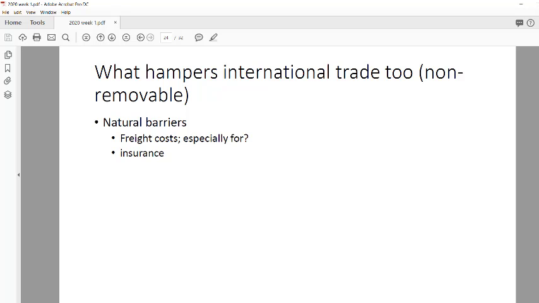And then the other idea is that what you're shipping around could be very expensive, and the insurance to cover these goods moving from your country to the other country that you're exporting to might be too expensive. So these are some of the natural barriers that exist.